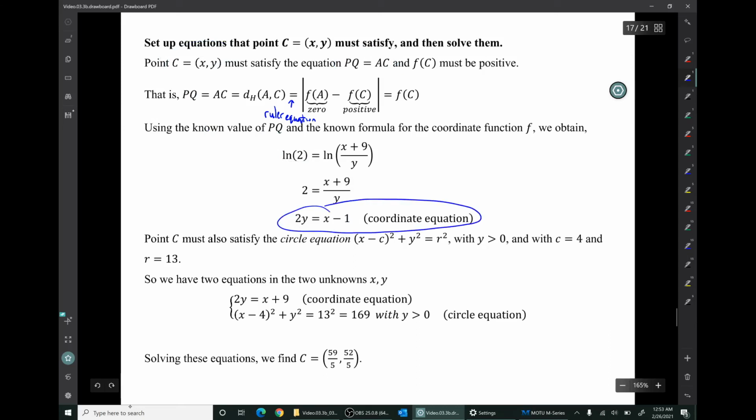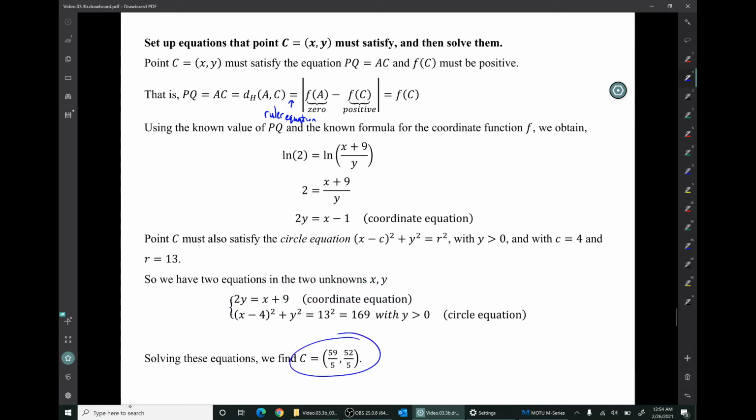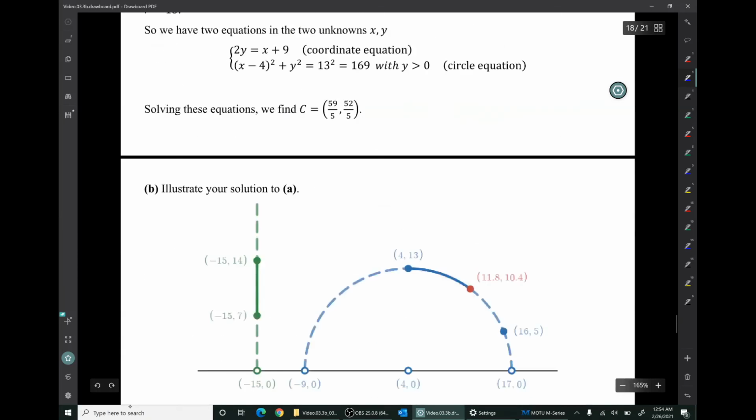But point C also has to satisfy this circle equation because it's on line AB. And that circle equation has to have center 4 and radius 13. So we have two equations in the two unknowns, x and y. There's this equation that guarantees that C is the correct distance from point A. And there's this equation that guarantees that C is on that circle. If we solve those two equations, we find that C has these coordinates: 59 over 5, 52 over 5.